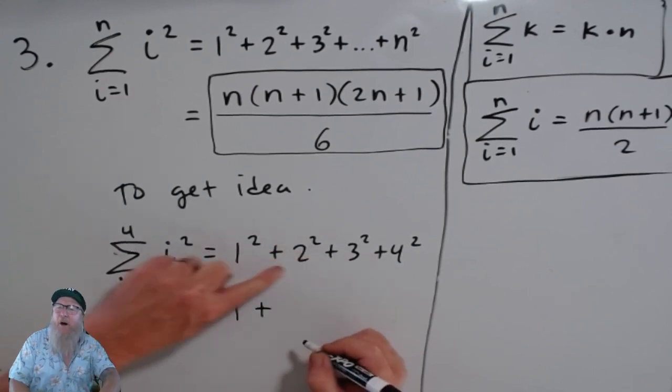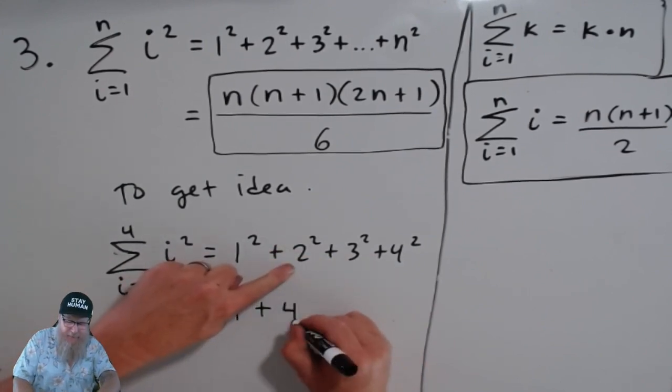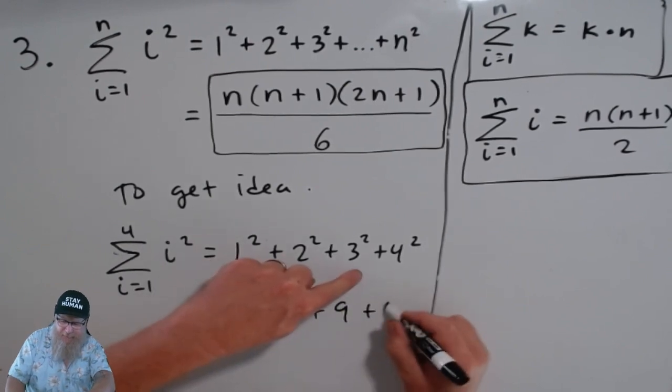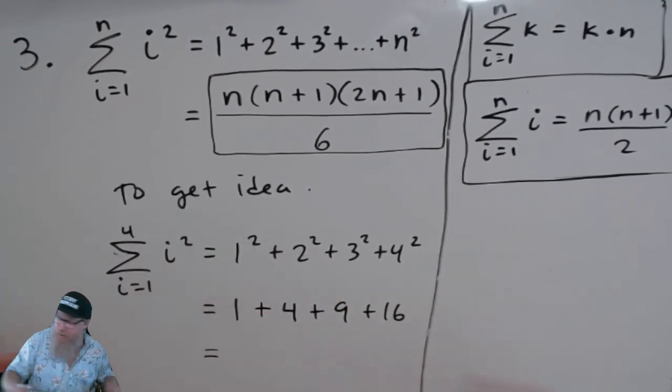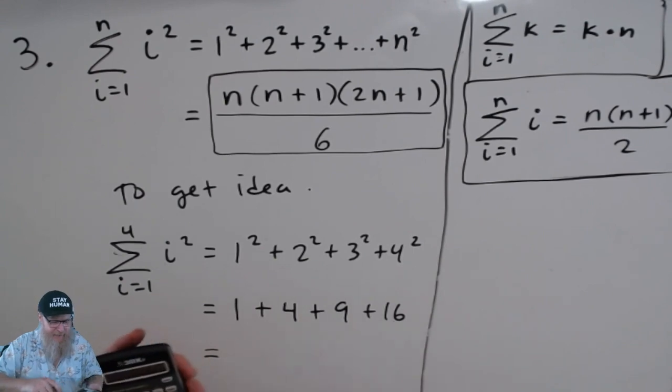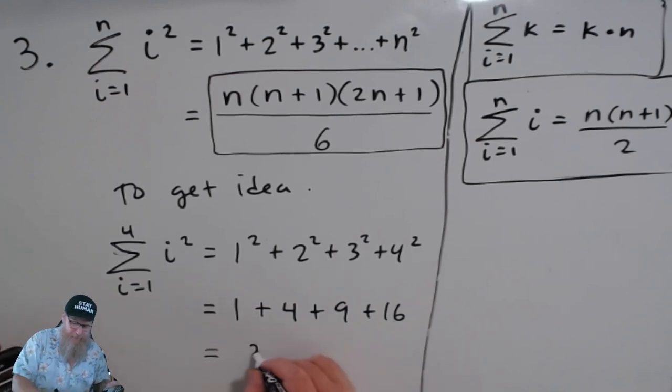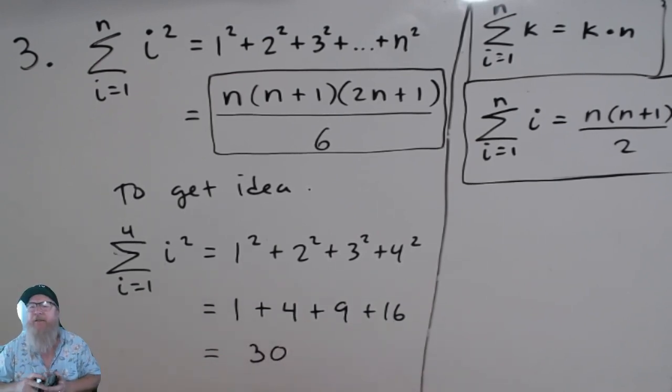With a small one, you can just do it, right? 2 squared is 4, 3 squared is 9, 4 squared is 16. Go ahead and do it the old-fashioned way: 1 plus 4 plus 9 plus 16. You probably beat me to that. You get 30, right?